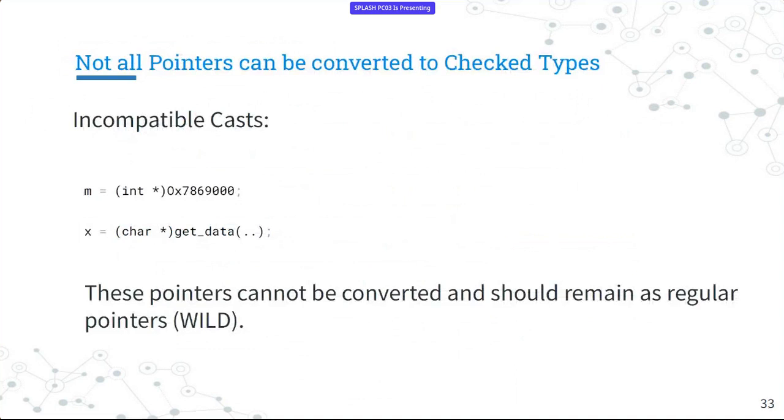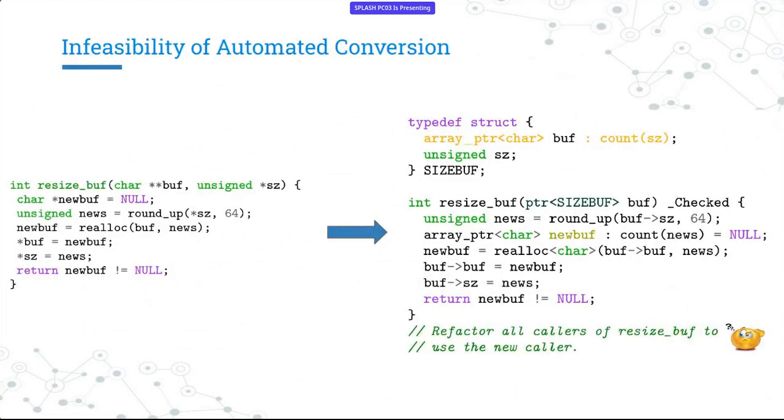But not all pointers can be converted to Checked C. For instance, if you have invalid casts, Checked C doesn't support these invalid casts. So these pointers, of course, cannot be converted. To make things more complex, there are some artifacts which are not supported by Checked C. For instance, in a bounds expression, you cannot use a modifying expression. So that means you cannot have a pointer dereference in a bounds expression.